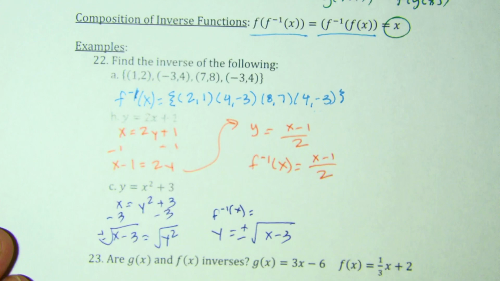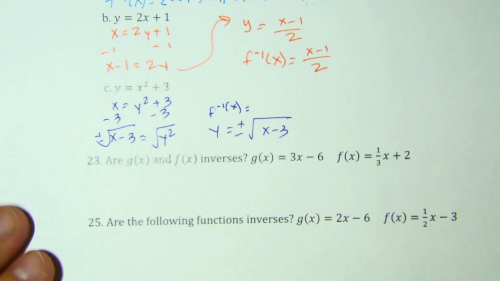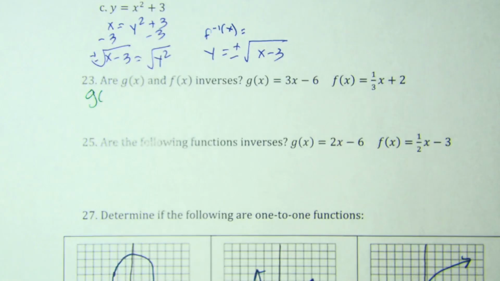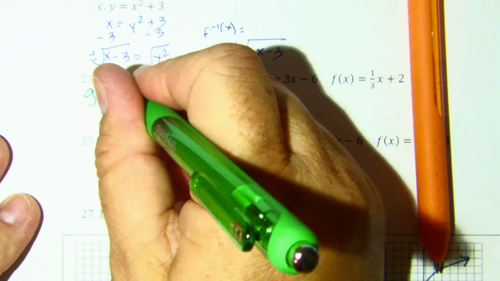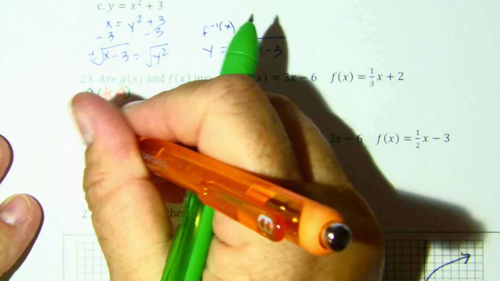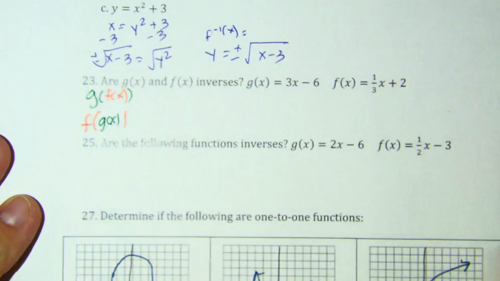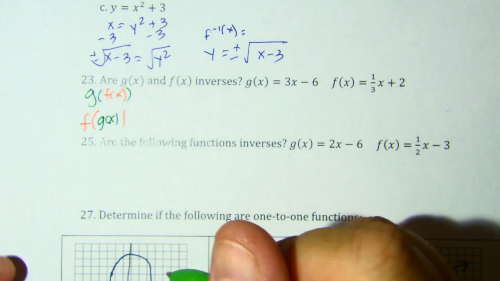So the way we can verify, it says are g and f inverses. Well, what I'm going to look at here is g of f of x, and I'm going to look at f of g of x. And if both of those equal x, they both have to, it can't just be one of them. If both of them equal x, then that means that these are in fact inverses.